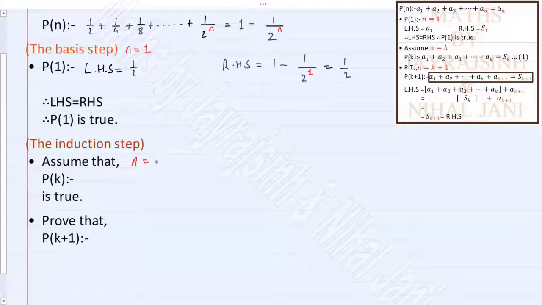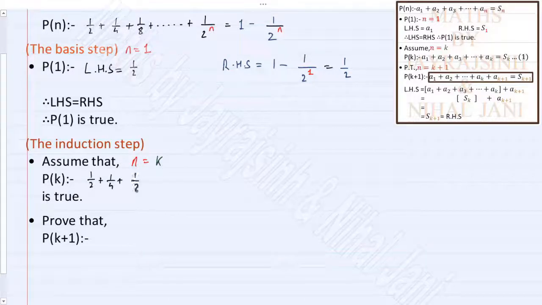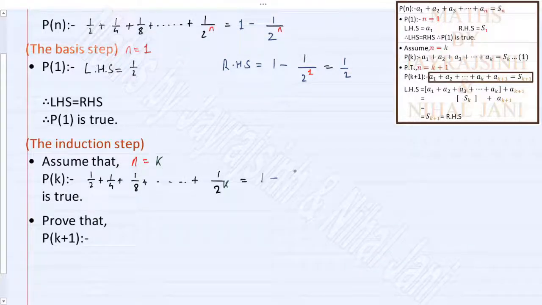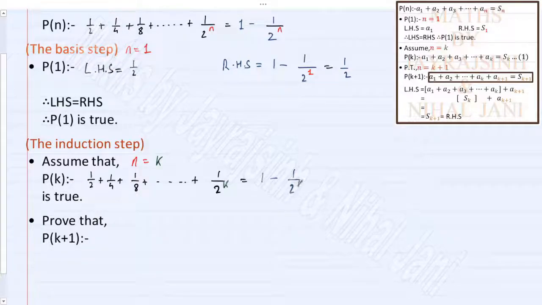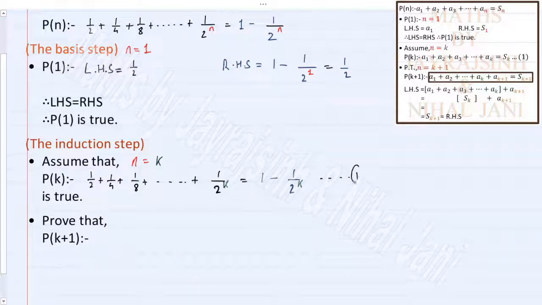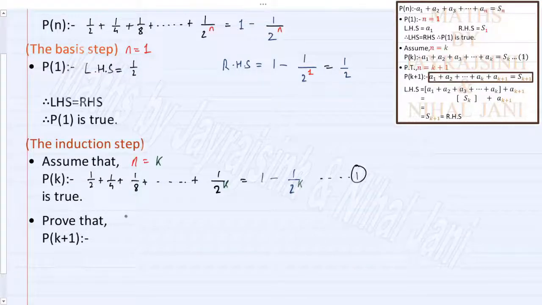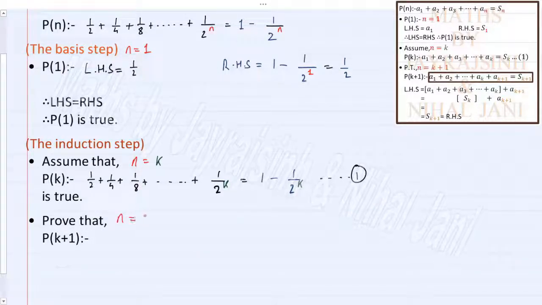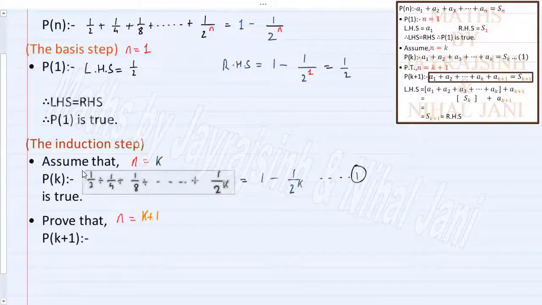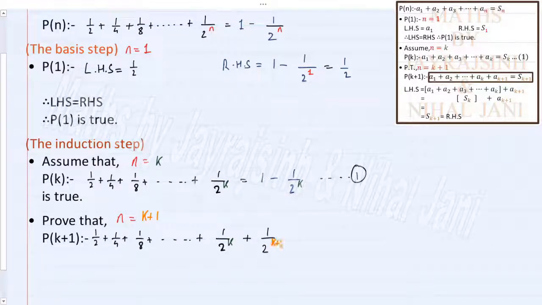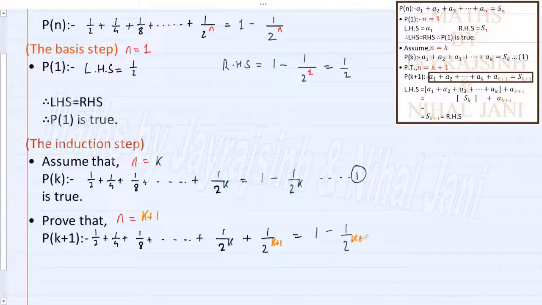N is replaced by k: the sum is equal to 1 minus 1 upon 2 raised to k. Equation number 1. Now let's try to prove P of k plus 1. And to form it, you have to replace n by k plus 1. This is what we have to prove.